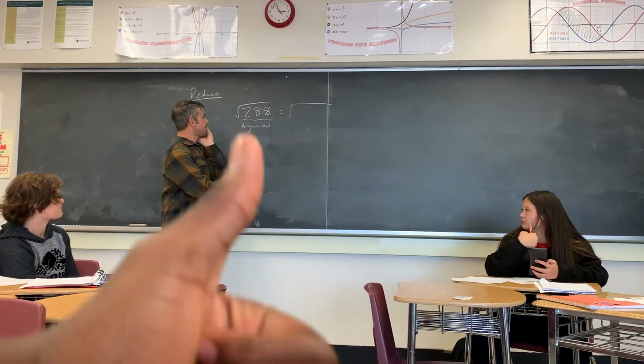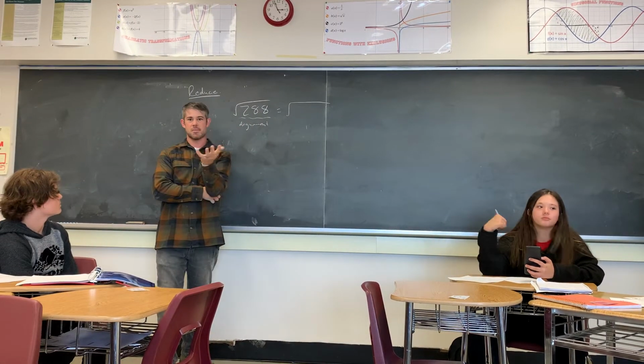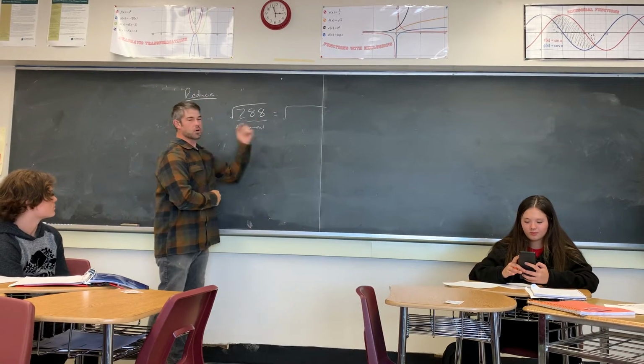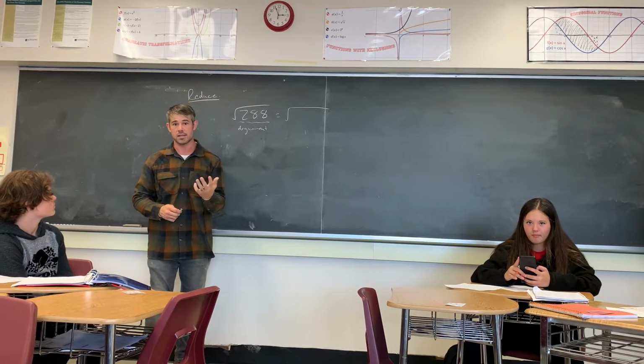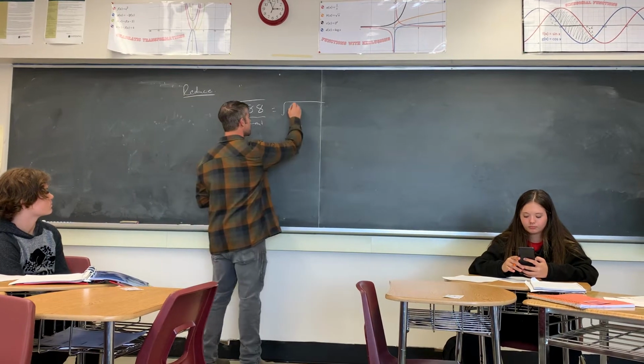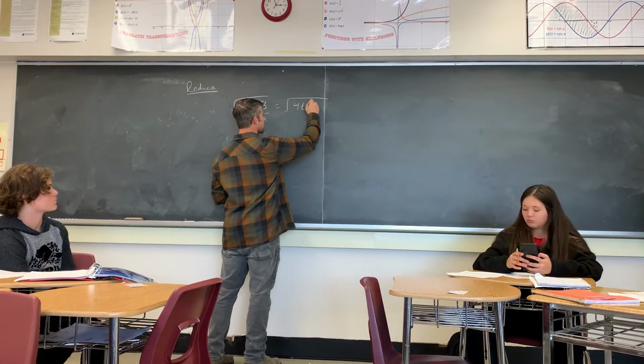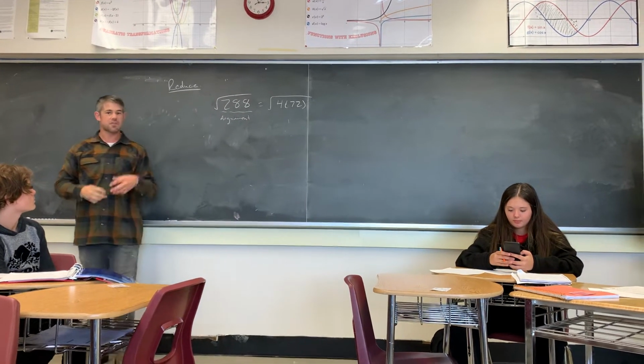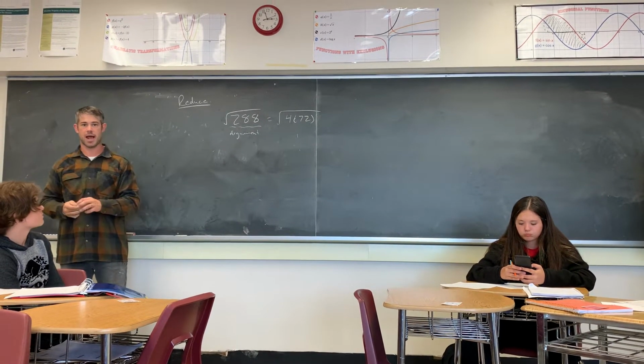Well, I'm looking at this and I'm going 4. 4 just seems to make sense. I feel like 4 goes into 288, and I know that it does. It goes in 72 times. So this is 4 times 72, because 4 times 72 is equivalent to 288. And I've started my journey toward reducing this radical.